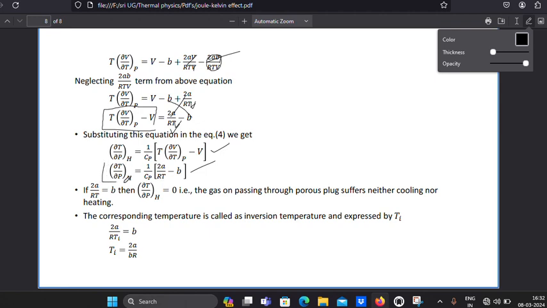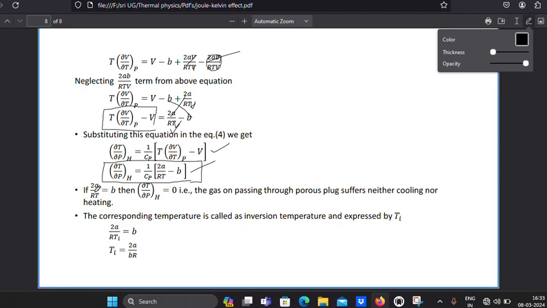So this is the van der Waals gas equation. When we applied the van der Waals gas equation to the Joule-Kelvin effect, we got the equation dou T by dou P at constant enthalpy equals 1 by Cp into (2A by RT minus B). Now the condition: if 2A by RT is B, then B minus B becomes 0, right? The whole term is 0, which means the gas passing through the porous plug suffers neither cooling nor heating when this term is 0.